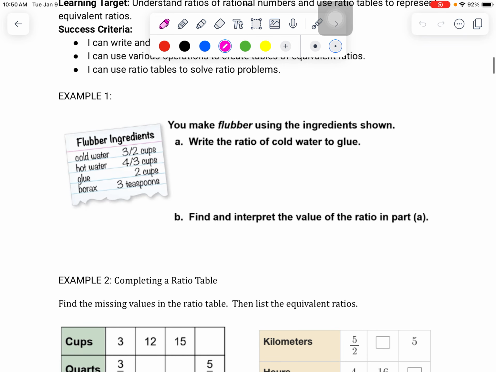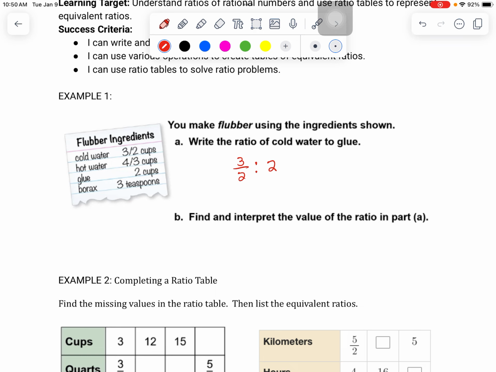So if we start with example 1, it says you make flubber using the ingredients shown. Write the ratio of cold water to glue. So if I look, cold water is 3/2, and we're comparing that to glue, which is 2. So our ratio is 3/2 to 2.